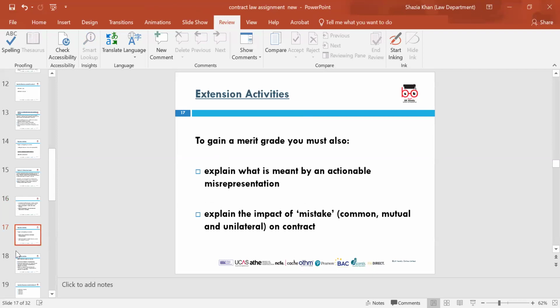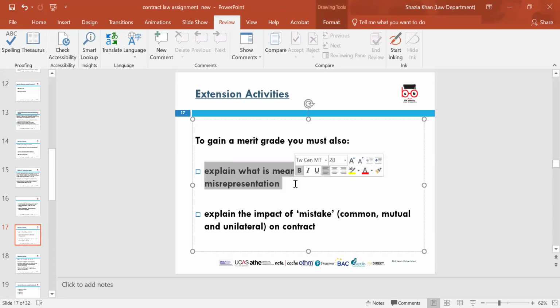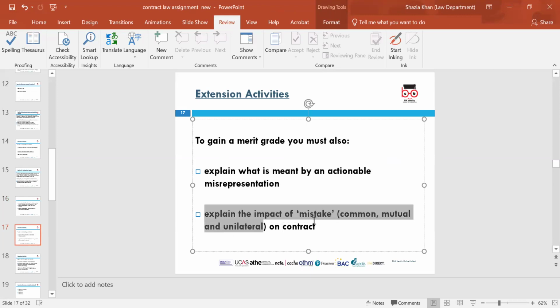Right, to look at the extension activities for this. To gain a merit, you must also look at explaining what is meant by actionable misrepresentation. You would have that as a heading and you would write under there and identify clearly that this is a merit activity. Another part of the merit activity, which you need to complete, both elements, to look at the merit grade, is to explain the impact of mistake.